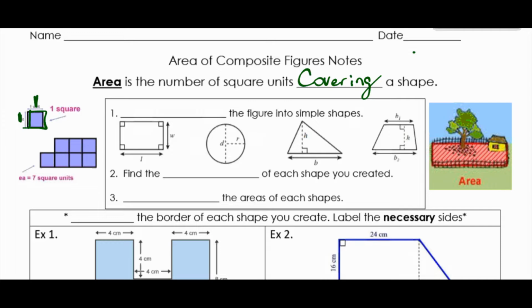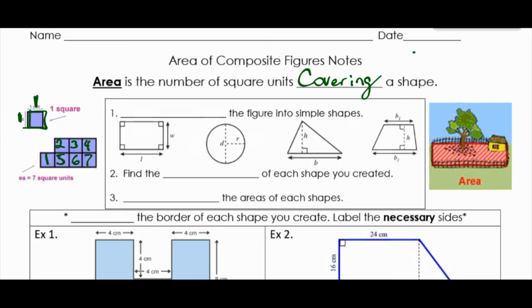So when I say an area of 7 square units, I literally mean it takes 1, 2, 3, 4, 5, 6, 7 square units to cover a shape. That shape has 7 square units covering it. That's its area. Composite figures are made up of more than one shape.